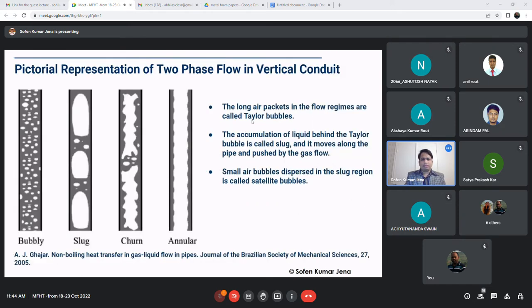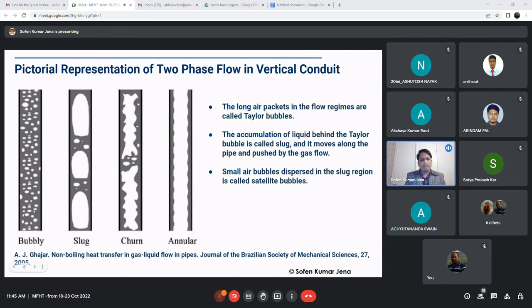Now let's come to the pictorial representation, how it started and how it is moving. We started with a gas velocity which is very low, then we increase the gas velocity. Initially, when you provide both liquid and gas, the gas starts as small nuclei dispersed inside the liquid column. This is called bubbly flow, in terms of the bubbles.